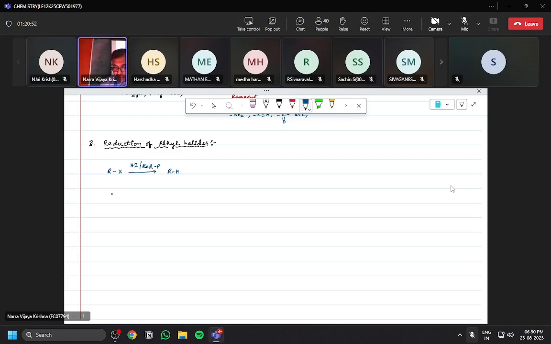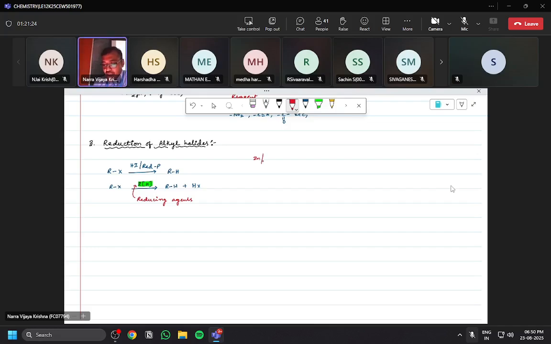Next. RX in presence of any reducing agent forms RH plus HX. This is nothing but reduction, in presence of reducing agents. Examples of reducing agents.